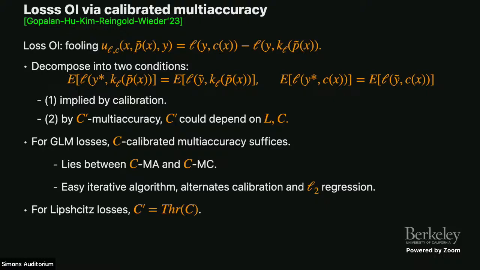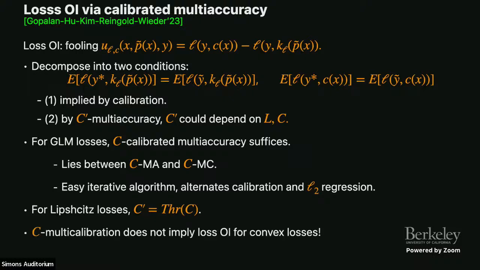For Lipschitz losses, which may not even be convex, it turns out you can take C prime to be thresholds of C. So if you don't care about convexity, and you just have Lipschitz losses, you can get omniprediction even for those. What you will not find here is a simpler statement or an alternative proof for the case of convex losses. There's a very good reason for that. Multi-calibration, while it gives you omniprediction for convex losses, actually does not give you loss OI. This is a stronger condition. You cannot get it just from multi-calibration.